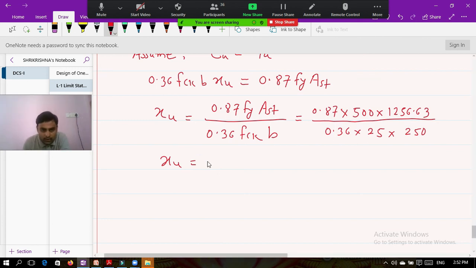202.45. Okay. Sir, width is 300. Is B 300? Correct. Okay. So this value is 300. It is given in the problem. It is 300 by 500. So now after the calculation of XU, what do we do? We calculate XU max. Okay. So next is calculate XU max.